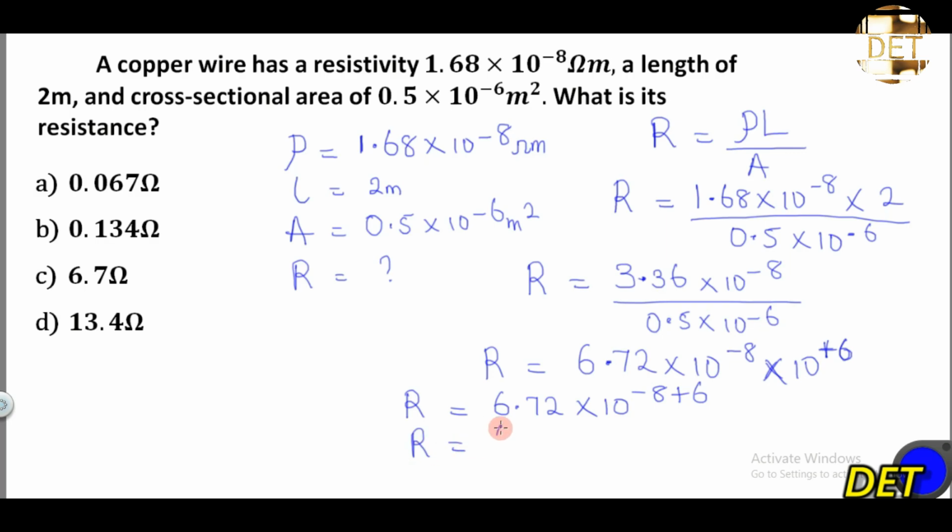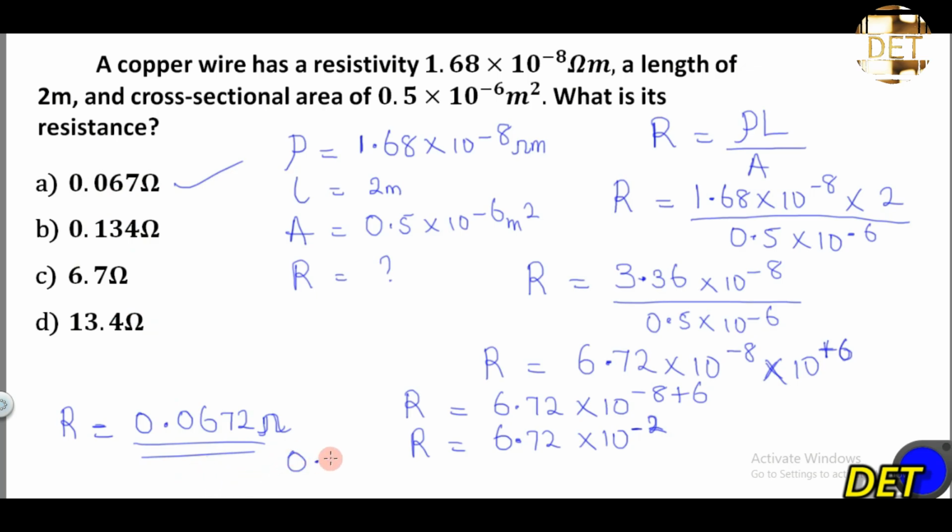So my resistance will be equal to 6.72 times 10 raised to the power of what? Minus 8 plus 6 will give us what? Minus 2, right? So my resistance will be equal to 6.72 times 10 raised to the power of minus 2. The power of minus 2 means 0.0, it means that there are two zeros. So 0.0672, right? So this is our answer, 0.0672 ohms. So the correct answer to this question is option A, 0.067 ohm.